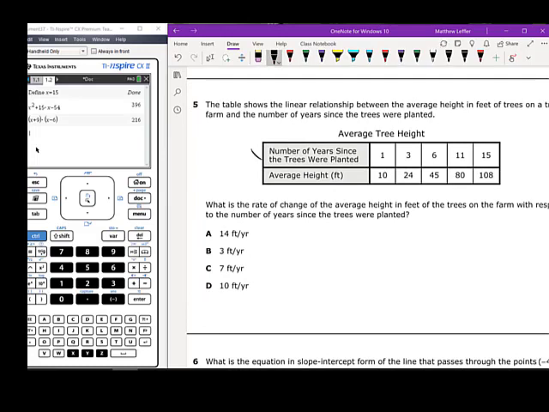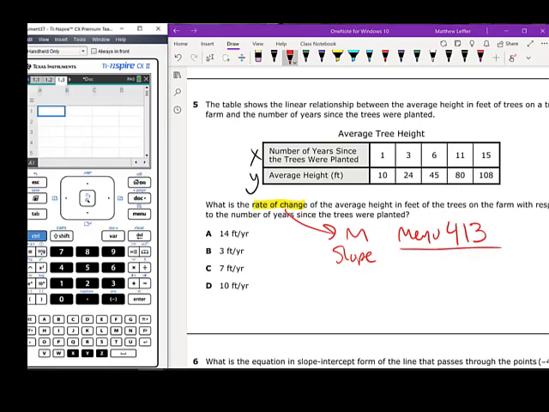Table. Rate of change, my m or my slope. So we're going to go to list and spreadsheet, menu 4-1-3. Always put your X and your Y.